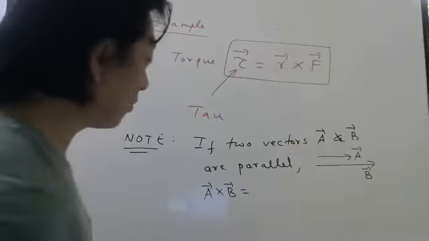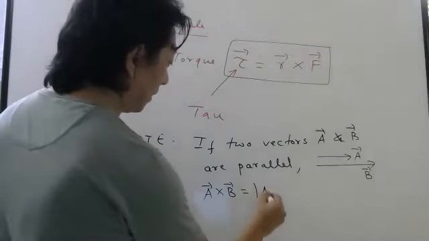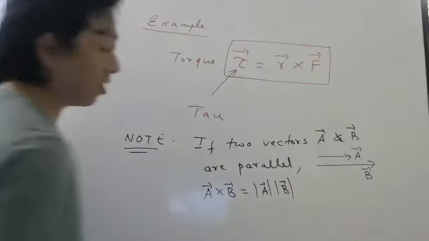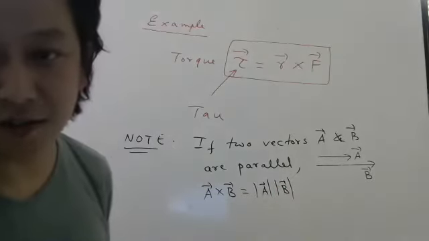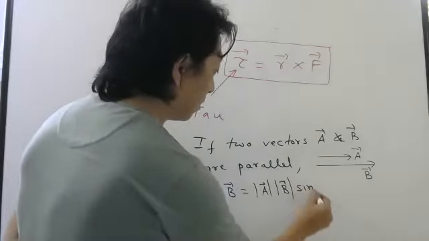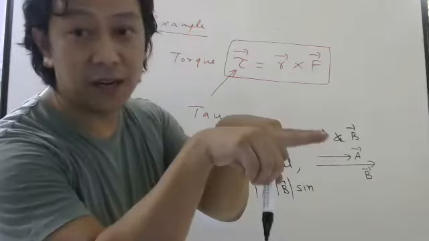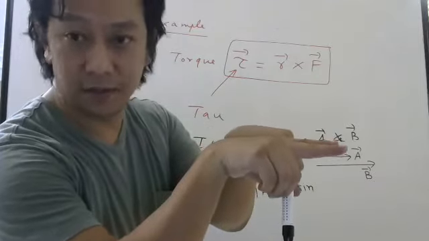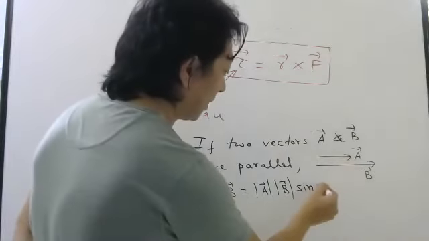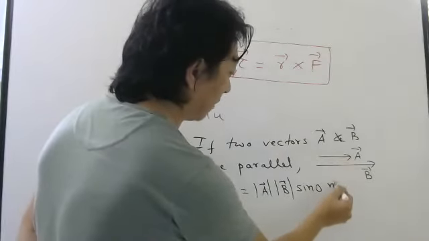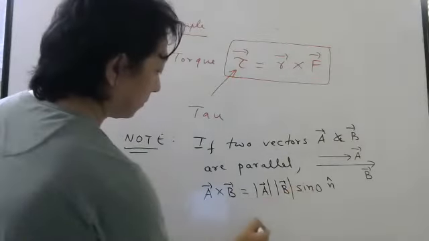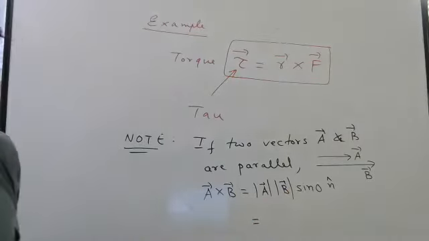So what is the formula for cross product? Magnitude of A, magnitude of B, sine or cos? For cross product, we write sine. Since these two vectors are parallel, I told parallel, not perpendicular like dot product, what is the angle between them? 0. And if you put unit vector n cap, no problem. What is sine 0?